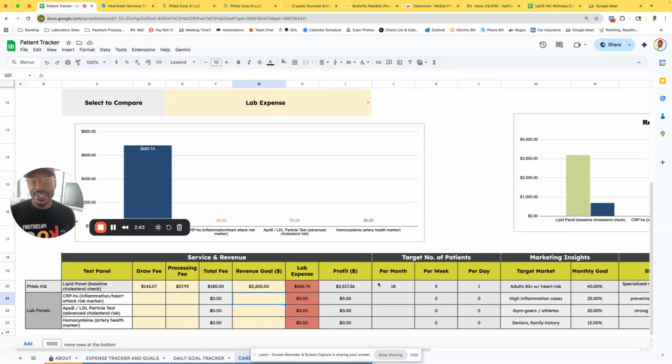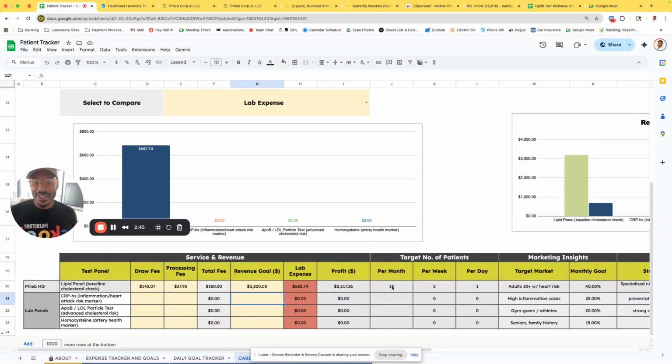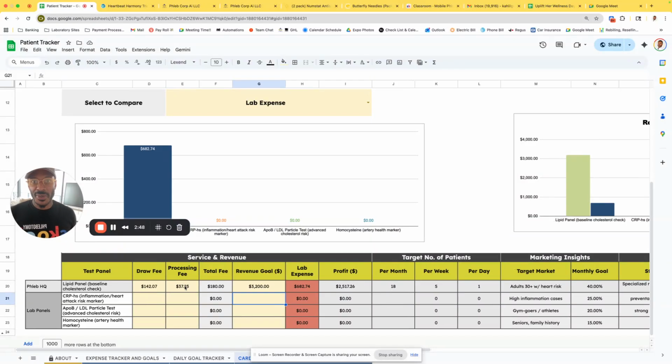The way we check the math is obviously multiplying the 18 patients times the actual processing fee, the $37.93, okay? That way we know what the exact numbers are and we can make sure the math is mathing. Okay. So we'll just need to see 18 patients a month for us to profit $2,517.26 for our mobile phlebotomy business, okay?